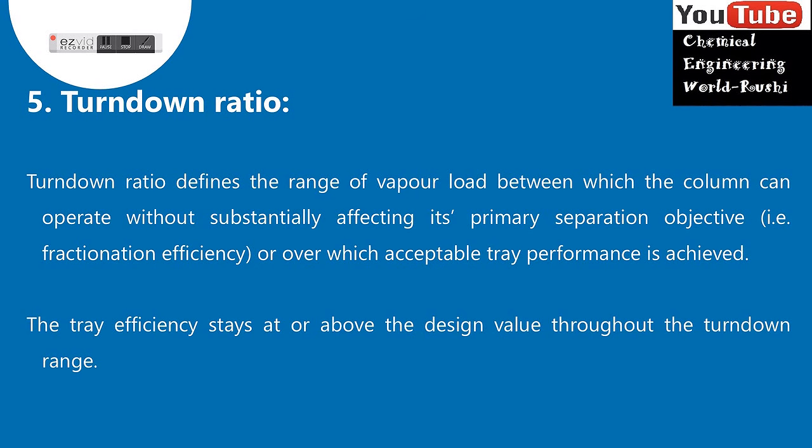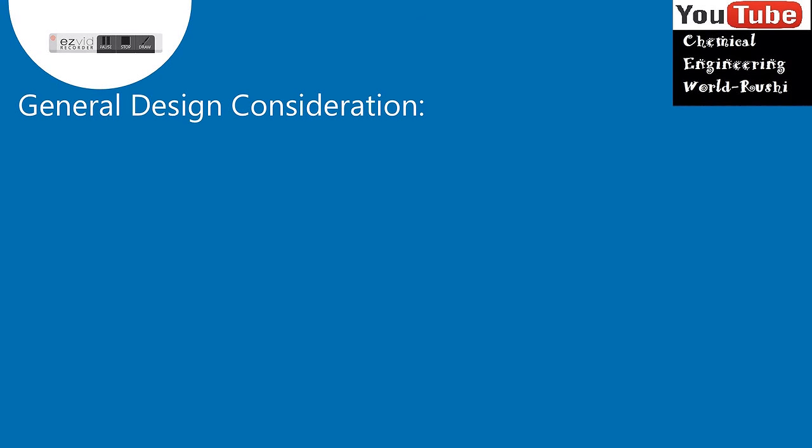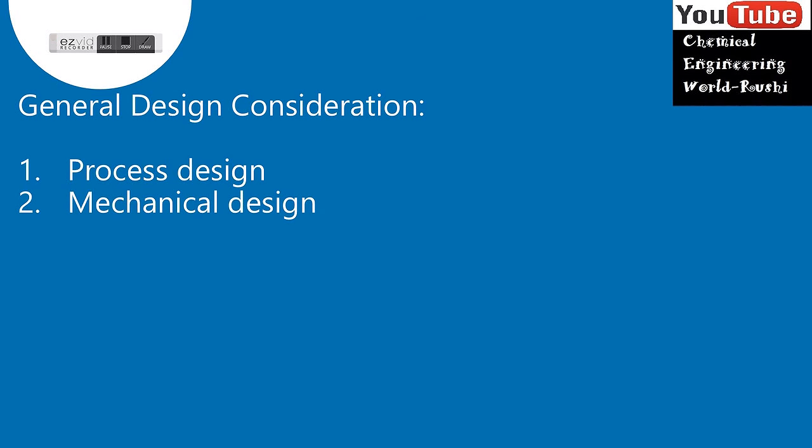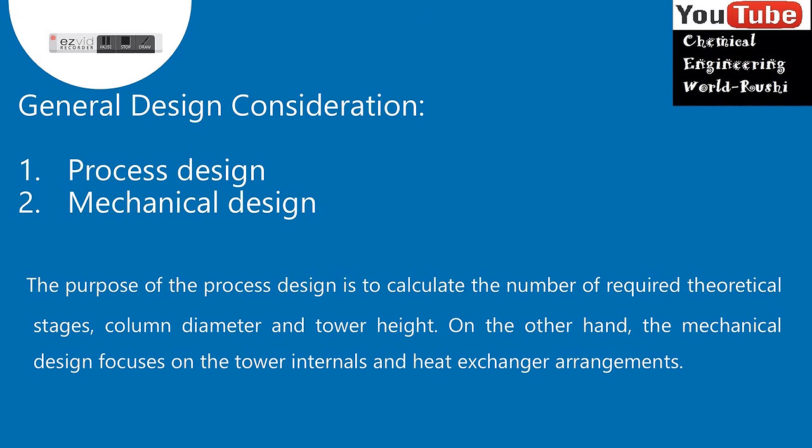Now the most important part is designing of the distillation column. So start with general design considerations. 1. Process design. 2. Mechanical design. The purpose of the process design is to calculate the number of required theoretical stages, column diameter and tower height. On the other hand, the mechanical design focuses on the tower internals and heat exchanger arrangements.